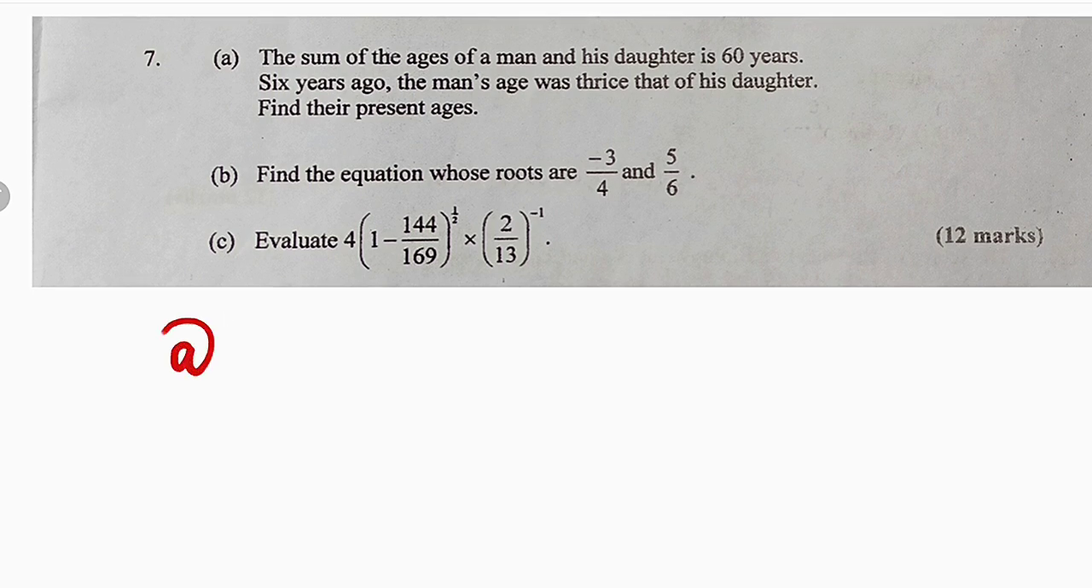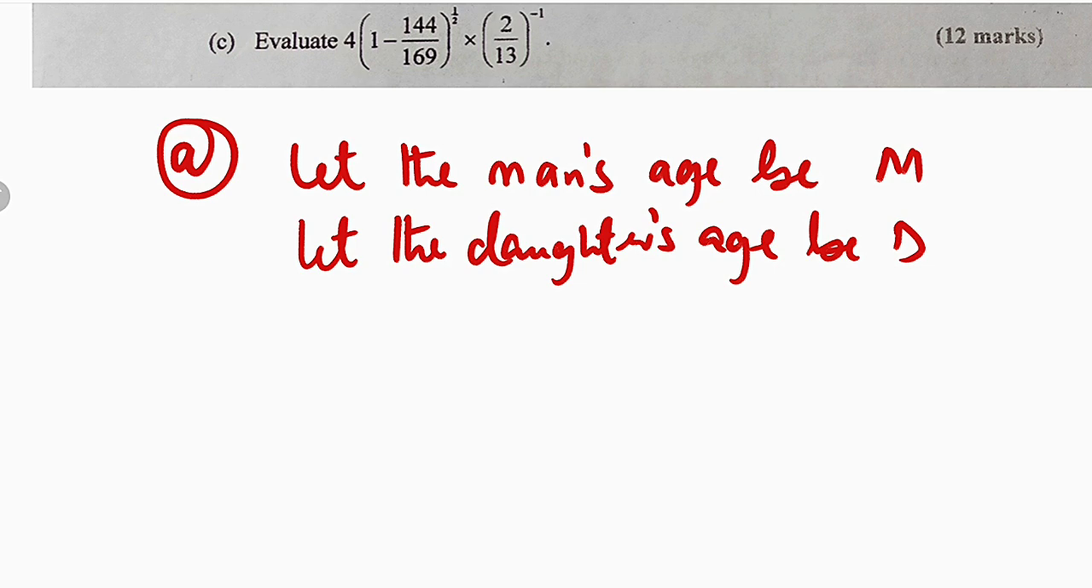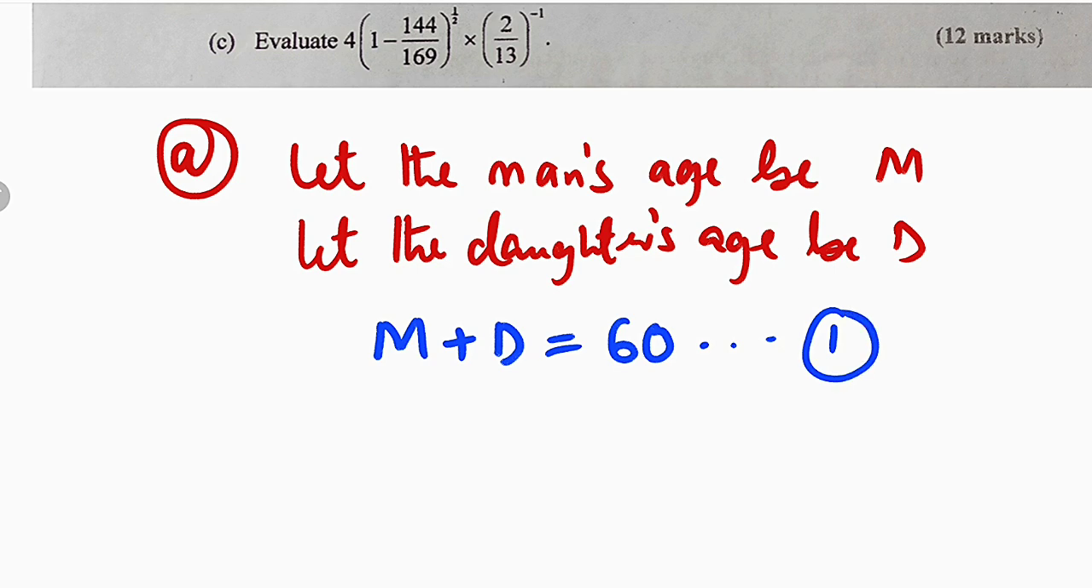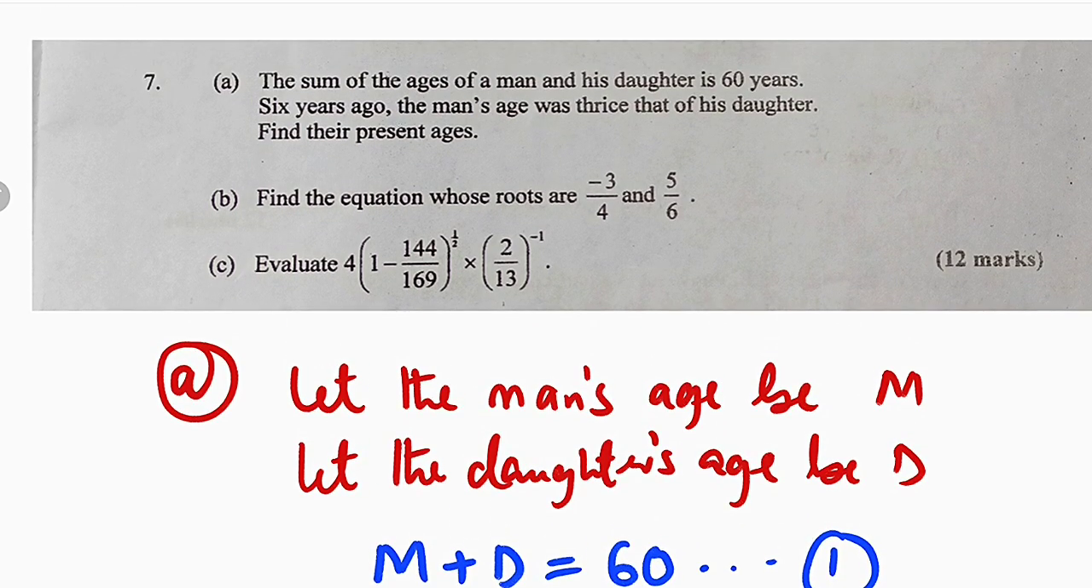The A part, I would like to declare the age of the man with M and that of the daughter with D. After we have made the declaration from the question, it implies the man's age plus the daughter's age equals 60. So this is our first equation. And according to the second statement, 6 years back, so we are going to subtract 6 from each age.